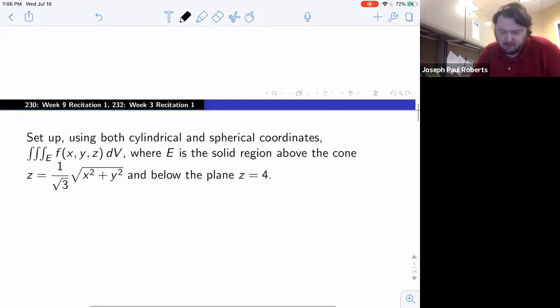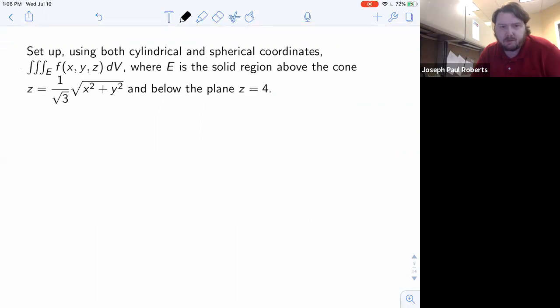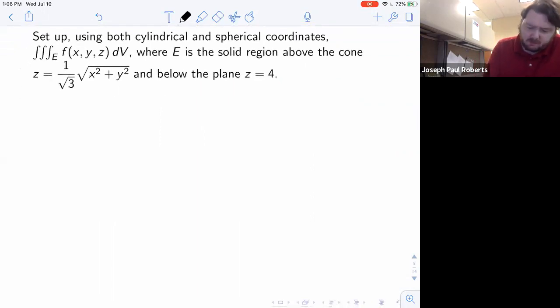But let's just do one more example, practicing both on the same region, sort of like what we were doing yesterday. So the setup, usually both cylindrical and spherical, triple integral. I don't even tell you the integrand f, but we're above a cone and below a plane. I don't think we looked at something quite like this, but we have this cone.